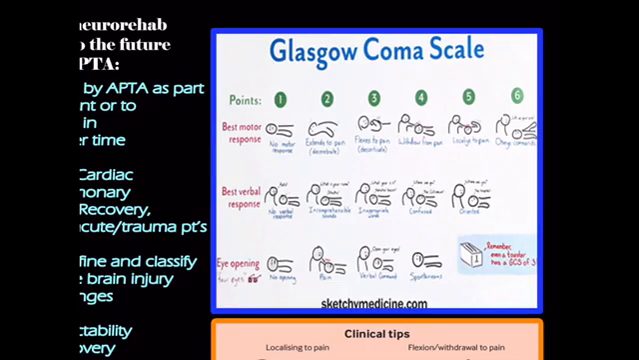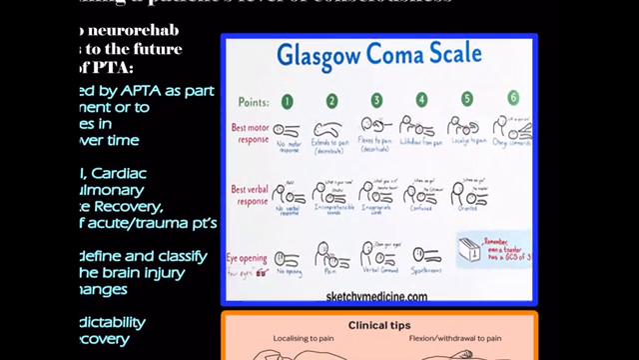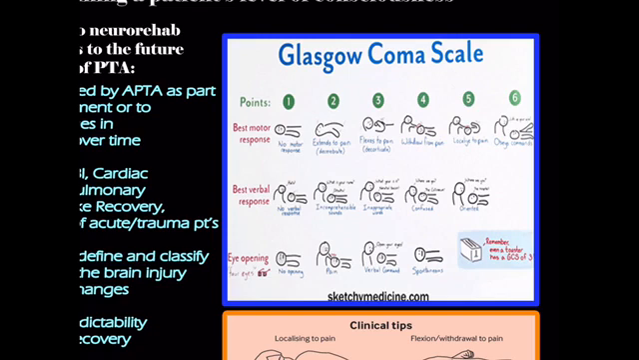I showed you guys this chart. I really like this scale picture. If anyone needs to study it, this is what I use when I study the GCS for the test. I literally see these little stick figures in my head when I'm taking the test, and it's really, really helpful.